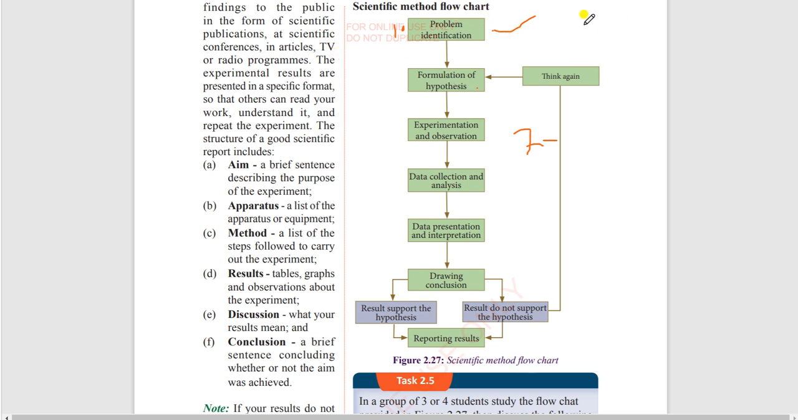Lazima niwe na tatizo. Kuna ugonjwa wa mafua upo, that is the problem kwenye jamii. Kuna ardhi haina rutuba. Shida ni nini pale? Mbona mimea yote kwenye lile eneo la udongo haioti? So that is the problem. So we have to identify the problem first. Tukishakuwa na problem tayari, we have completed step number 1.